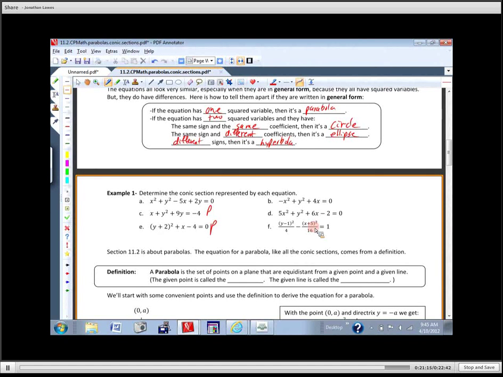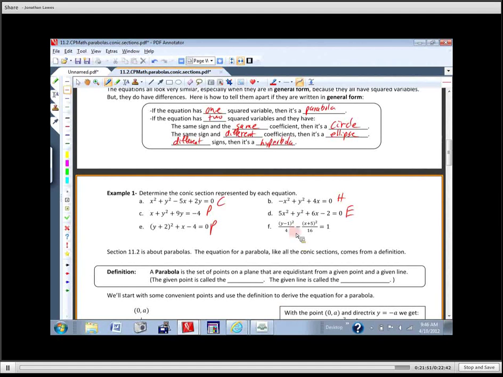Let's take a look at the first one. They're on the same side. What do you notice? This guy right here on A. Same sign and same coefficient. So what is this? That's a circle. Okay? They're on the same side. They have different signs. What is this? Hyperbola. Same signs, they're both positive here, but different coefficients, so this is an ellipse.